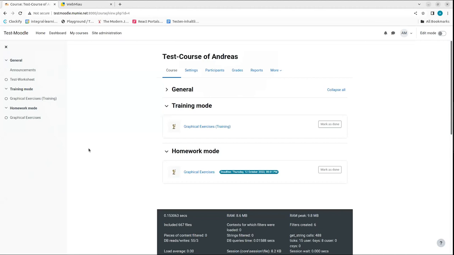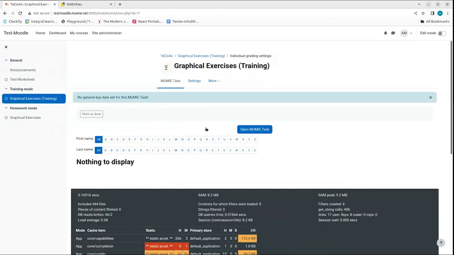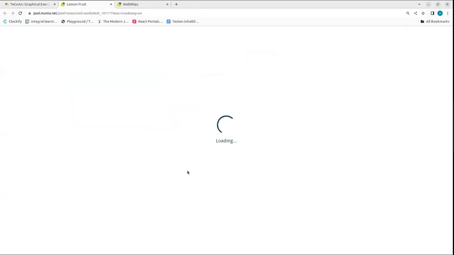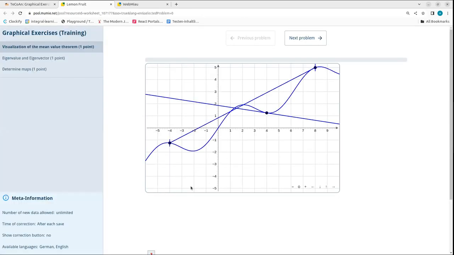They are written on the platform MUMIE, but of course, we have this in Moodle. So I have here my test course in our test Moodle, and I integrated the graphical exercises here as what is called a MUMIE task. If I open this one, I get to the worksheet without extra sign in.